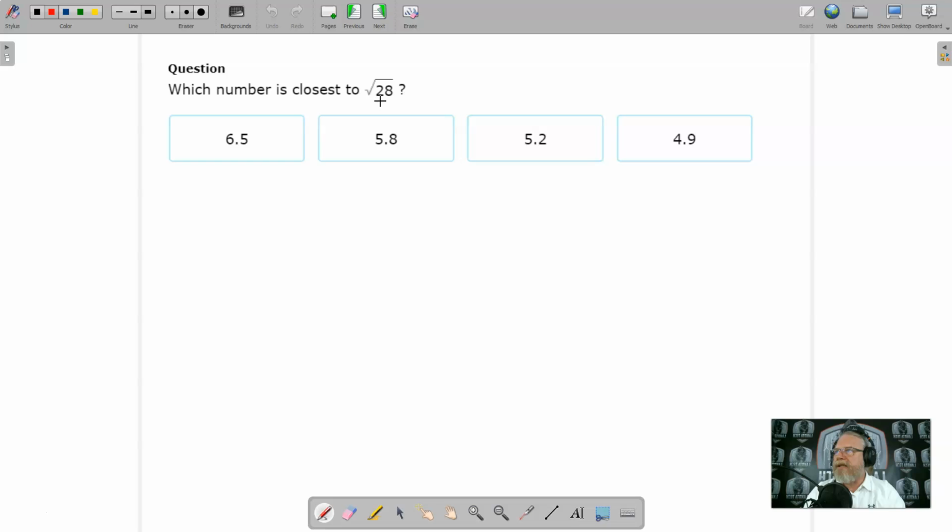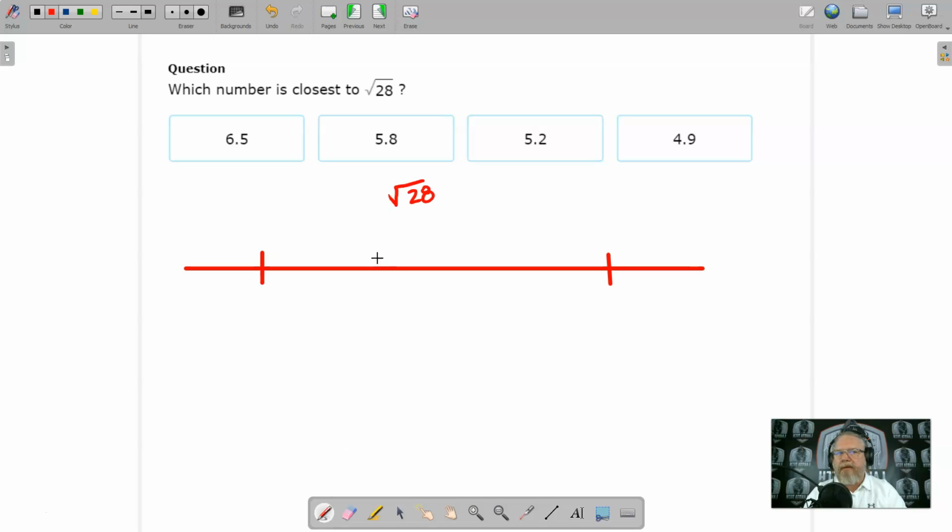Which number is closest to root 28? All right, well, this is where the idea of finding out where between those two numbers it would work. So let's go ahead and first create our number line and find the two numbers that it's going to fall between. And root 28.